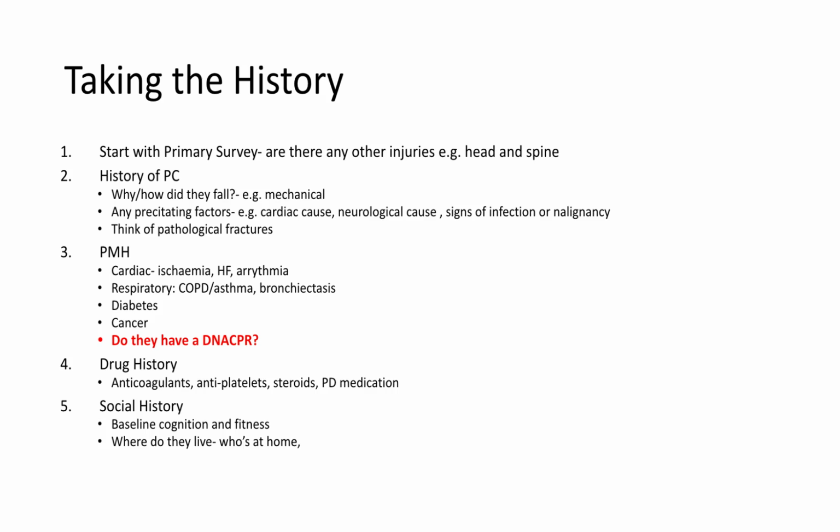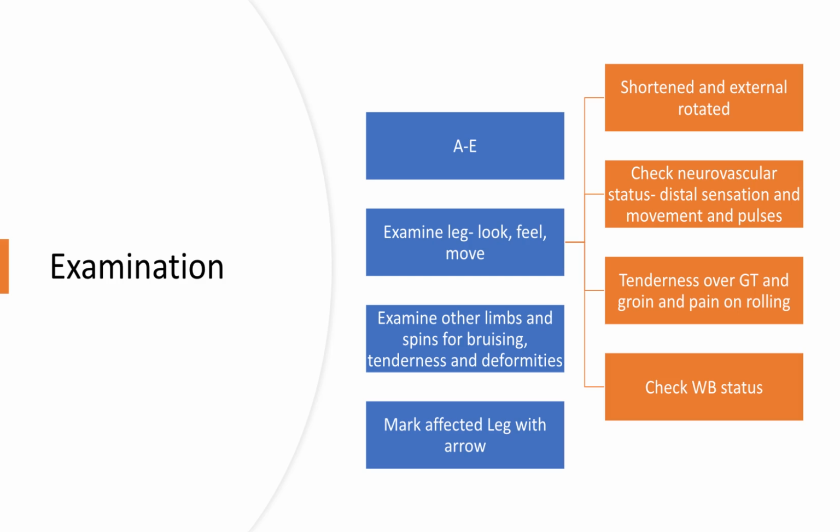And also, a very important thing is a social history. What is their baseline? To determine what kind of surgery they will have on their hip, you need to know their baseline cognition and fitness. Are they normally bedbound anyway? Did they fall out of bed with carers? Did they live alone? Who's at home? Are they in a residential place? Are they in a care home?